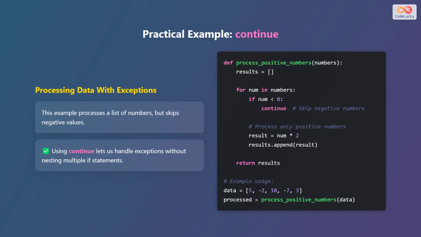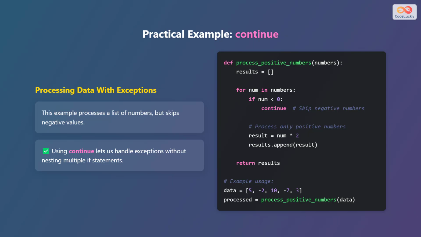Let's look at a practical example using continue. Here we're processing data with exceptions. This example processes a list of numbers, but skips negative values. Using continue lets us handle exceptions without nesting multiple if statements.